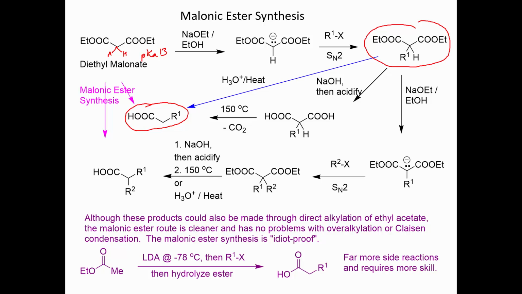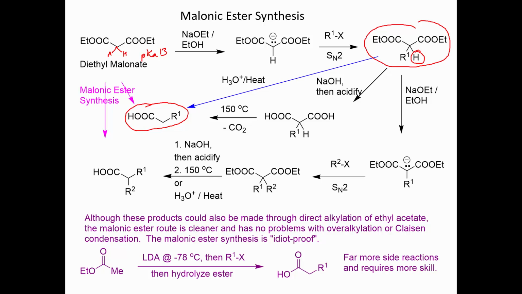Just like with the acetoacetic ester synthesis, we can do 2 SN2 reactions if we just take this acidic hydrogen here and deprotonate it again. Another SN2 reaction would give us this, and this would give us the product.